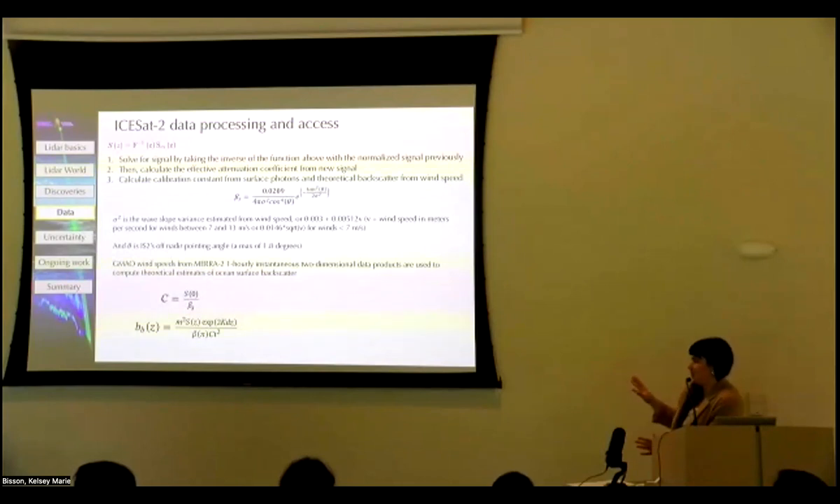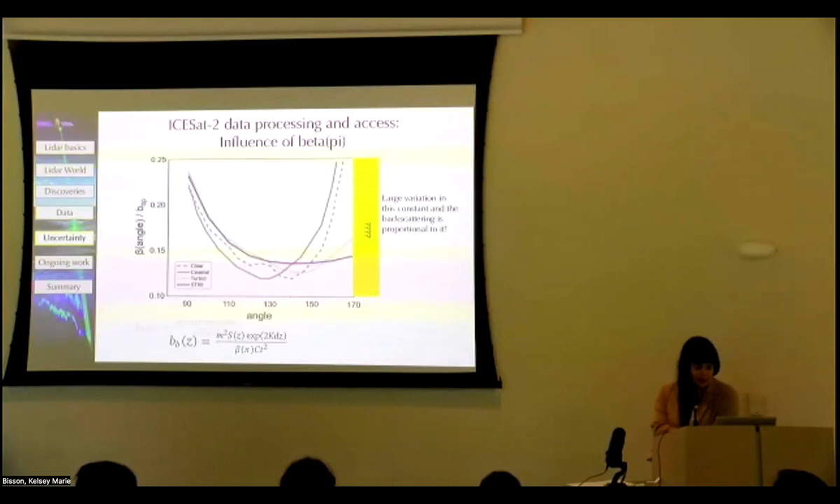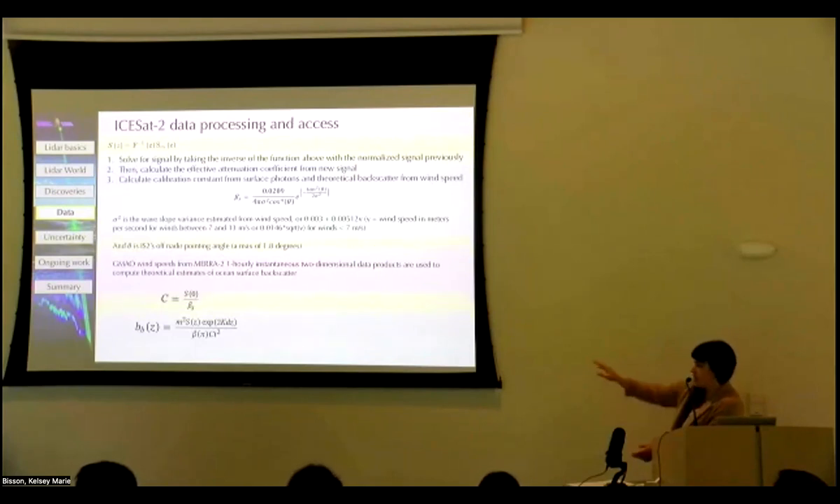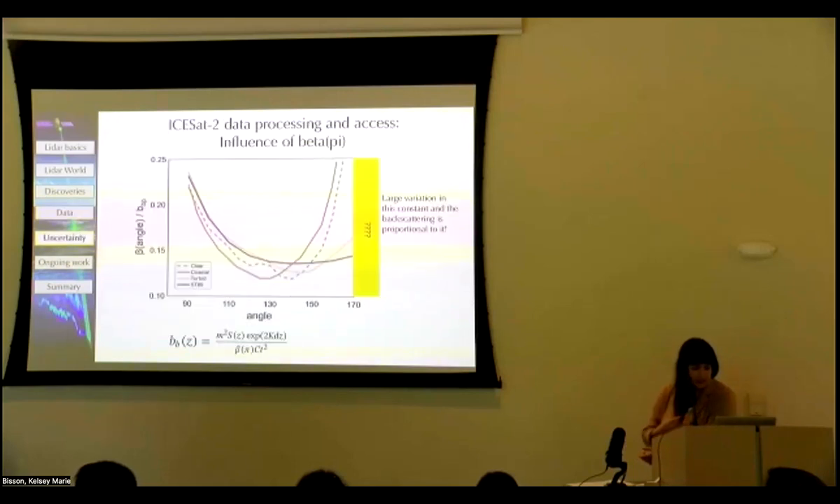I don't want to get too much in the weeds, but the thing I really want to point out is that you can see here the backscattering vertical profile that you're retrieving is very proportional to this beta pi term in the denominator. And that term, at least from field and modeling work, is extremely variable. It's very hard to make measurements at 180 degrees nadir, which is how the sensors are.